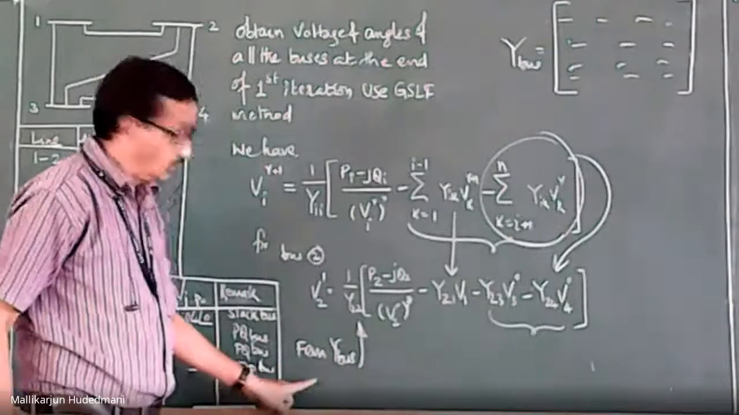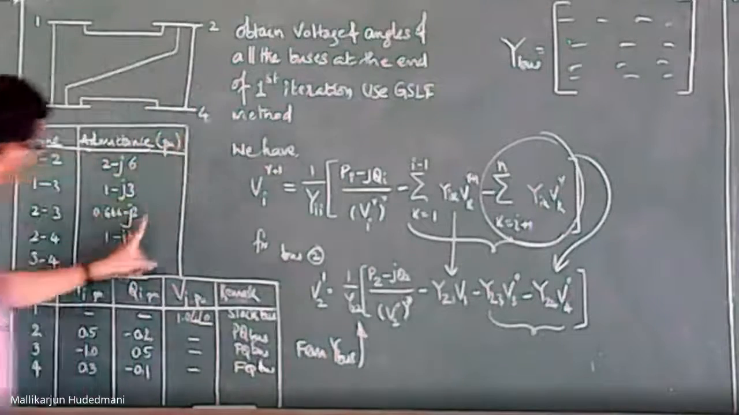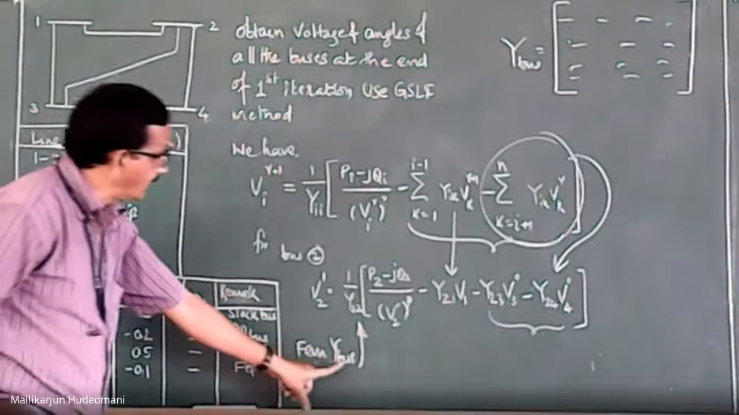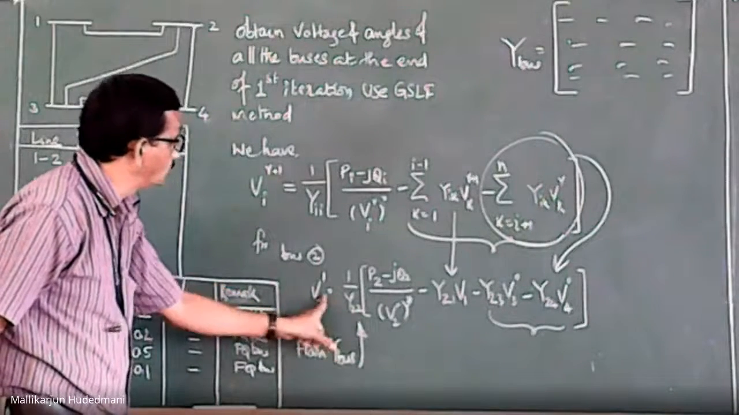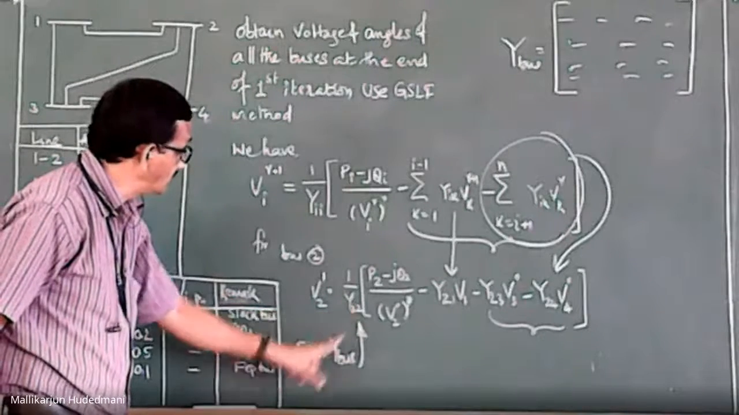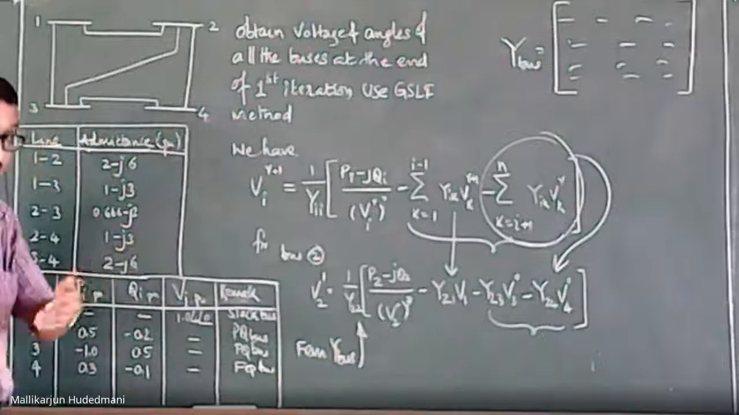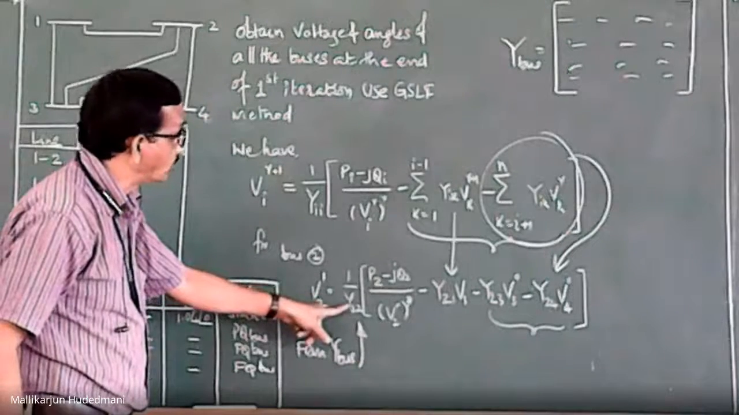I must know the system admittance bus. For this problem, from this first table, I have to obtain Y bus, of which one of the elements, Y22, is useful to me. To solve this, I require Y22. Y22 is available in Y bus. To get Y bus, I have to use this table. This is the reverse link. So I am telling you where I get this Y22.